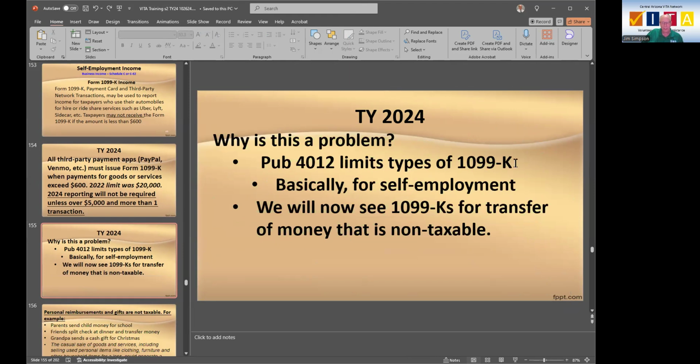4012 limits the types of 1099-K income, because now if you go to that out of scope thing, or better yet, go to the one little cheat sheet of out of scope things, one of them that's on there says if they have inventory, we can't do their return. So if they're selling stuff on eBay, here, no, he's not even related to me.